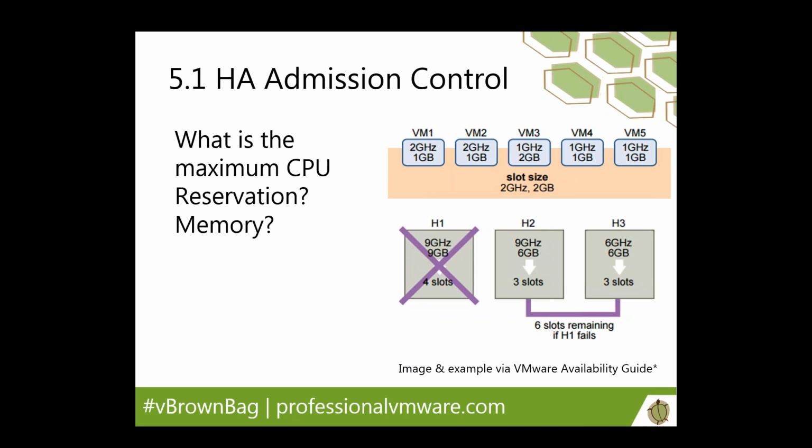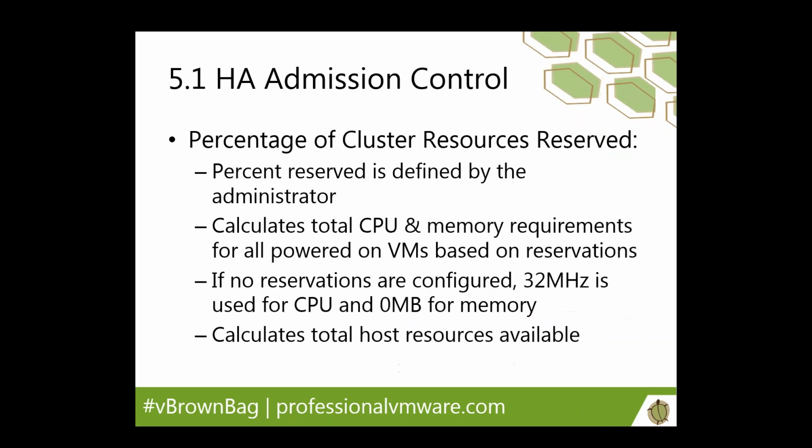So based on our slot size, on a 9 gigahertz, 9 gig of RAM host, we'd have 4 slots, right? Because if I multiply 2 times 4, that's 8. So I've got a little bit of breathing room left over. And if I multiply 2 gigahertz and I need to get under 9, I'm going to get that into 4 as well. And then when I move over to my smaller host, with 2 gig slot size, I'd have 3 slots on those hosts. So if I had selected this particular option for admission control, I'd be able to tolerate the failure of a single host in this particular example that they've used.